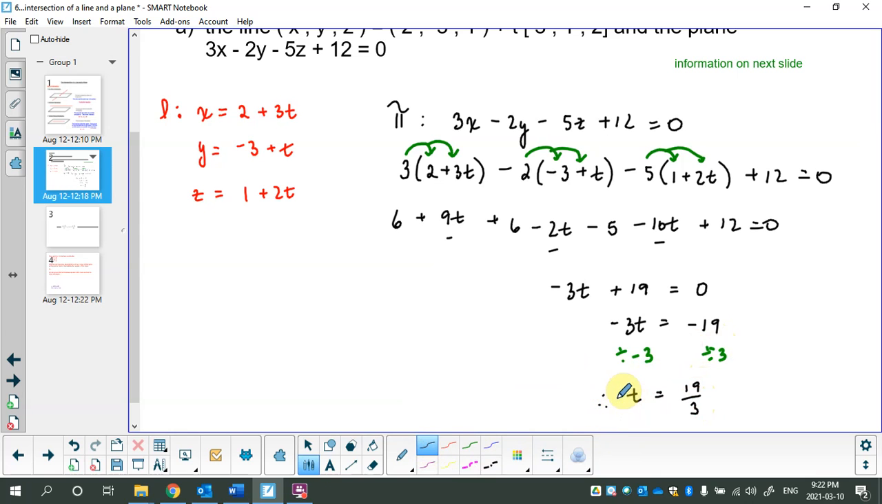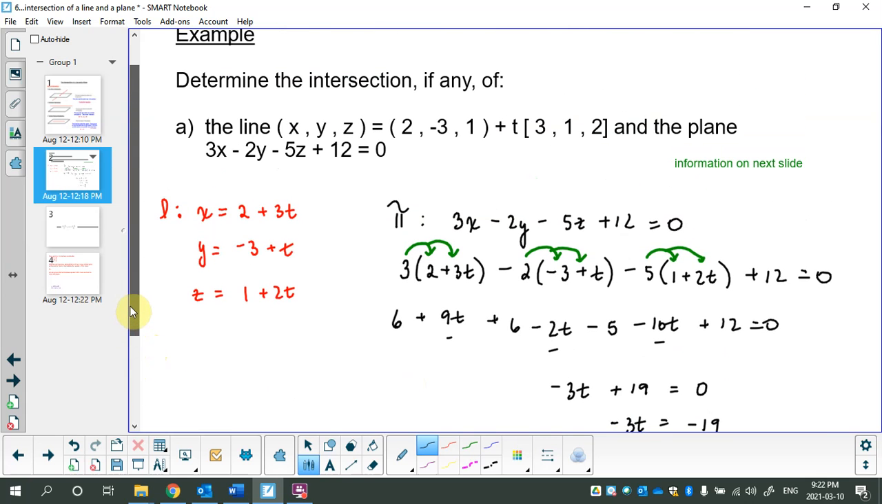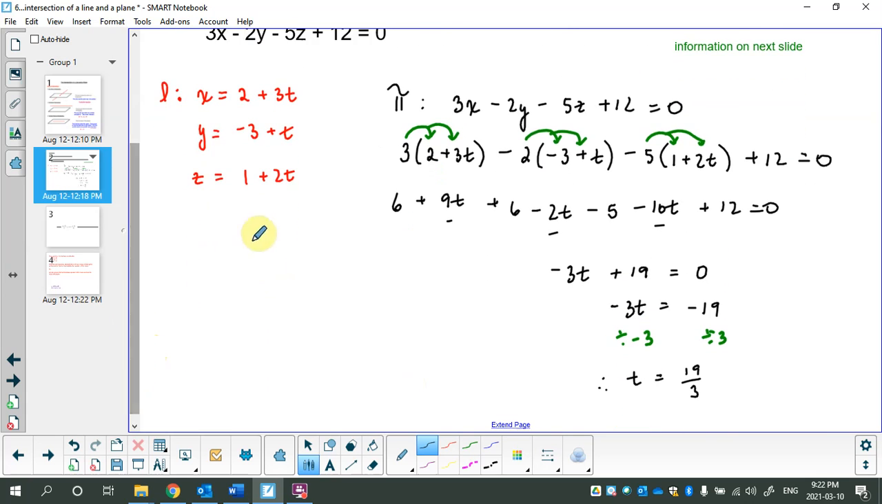So right now, before I finish this off, because it says determine the intersection, if any, of, I know that these two intersect in a point. So I'm going to say in the point and get back to you in a second after my hand cramp disappears.